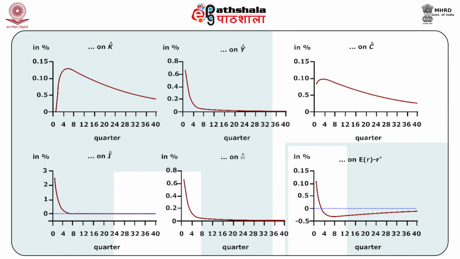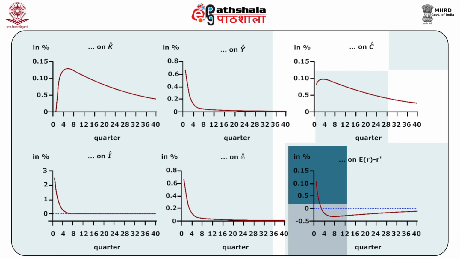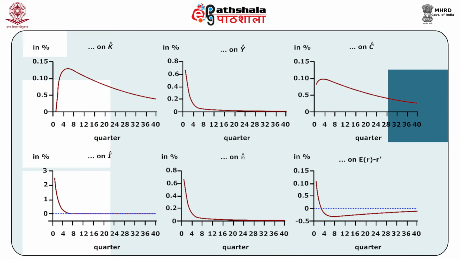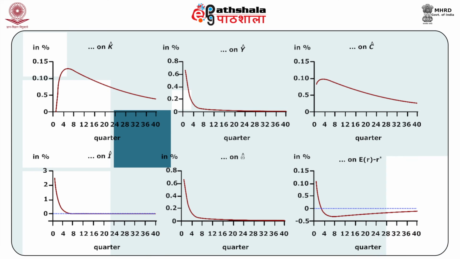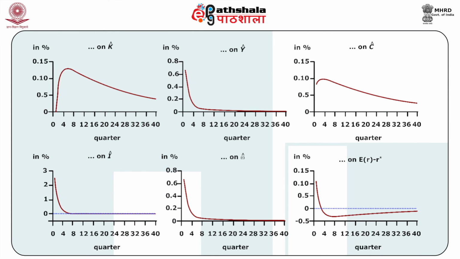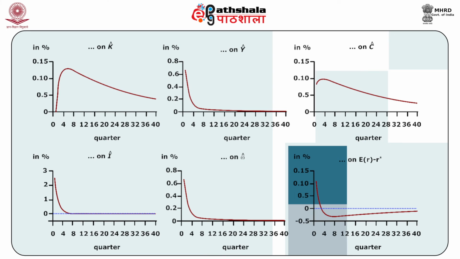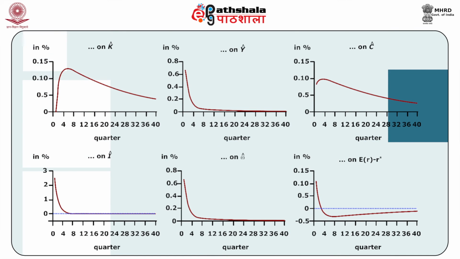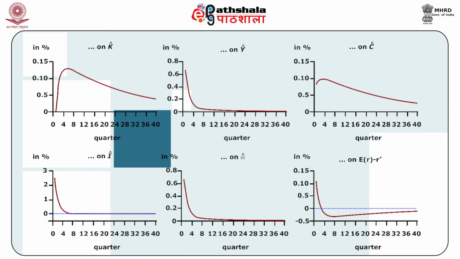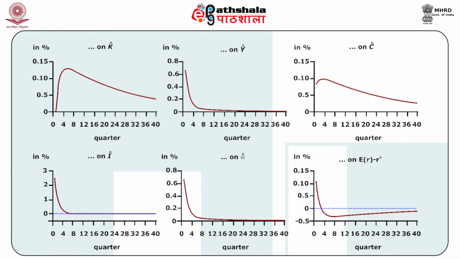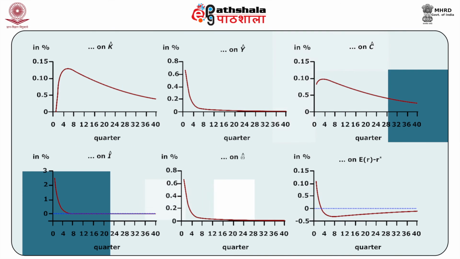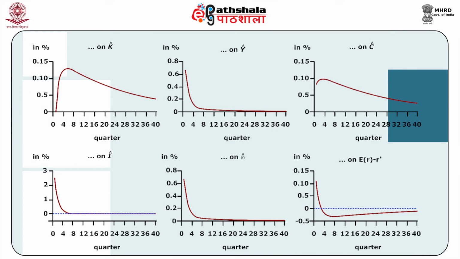We can see in the figure that the technology jumps in quarter one, resulting in an increase in investment, capital stock, income, as well as consumption by the representative firm and the household. In case of households, C increases less than Y, and in case of firms, I increases more than Y, leading to an increase in capital stock K.